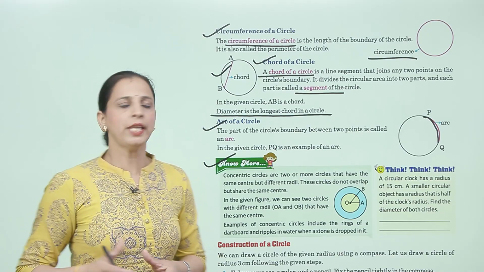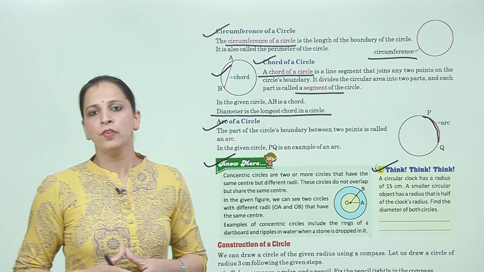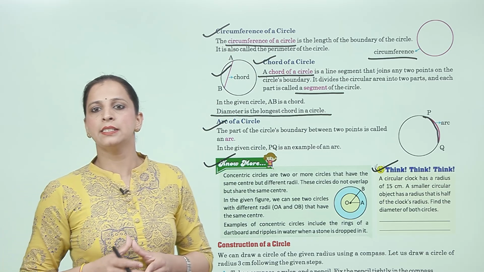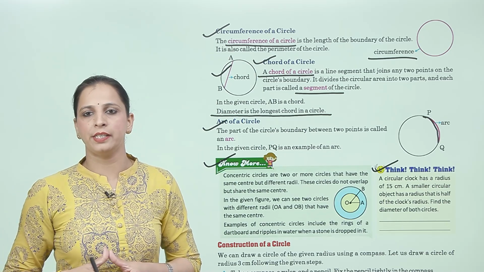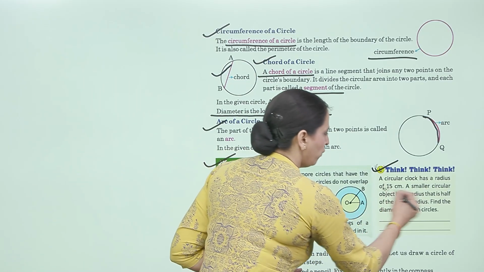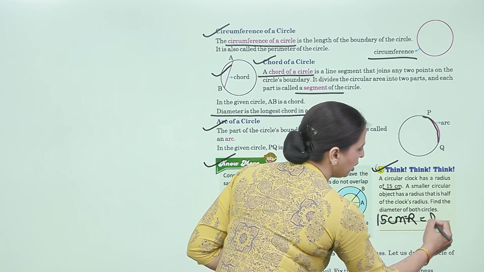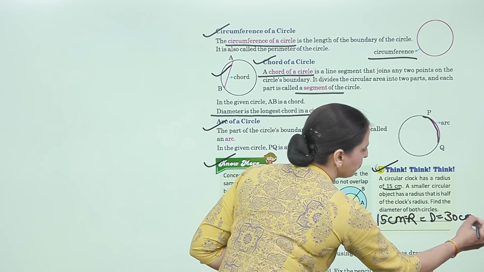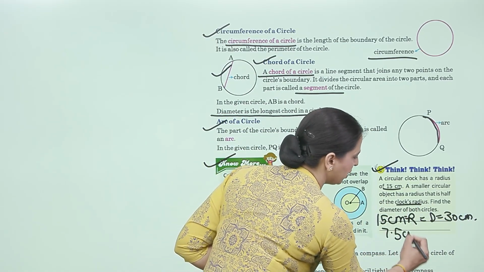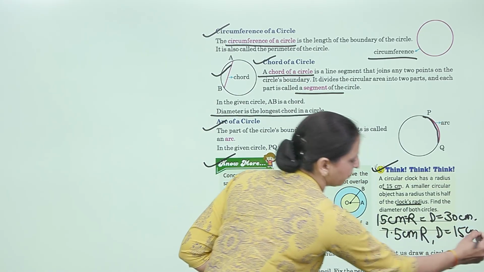Now, think. A circular clock has a radius of 15 cm. A smaller circular object has a radius that is half of the clock's radius. Find the diameter of both the circles. So, 15 cm radius है, तो diameter होगा हमारा 30 cm, and half of the clock's radius है, तो 7.5 cm is the radius and diameter is 15 cm.